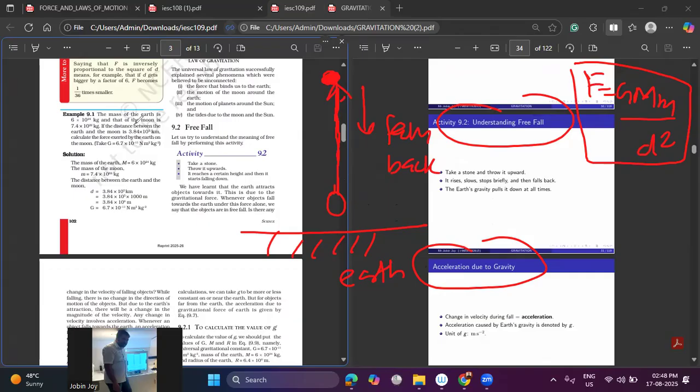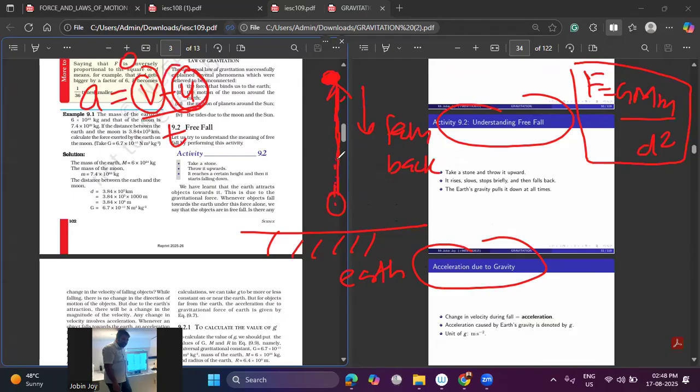So what is the equation of acceleration? Acceleration a is equal to v minus u divided by t. This is the equation of acceleration. That means when I am throwing this stone upwards, there is an initial velocity, and the final velocity is zero. Okay, I'm throwing the stone with an initial velocity, that means u.